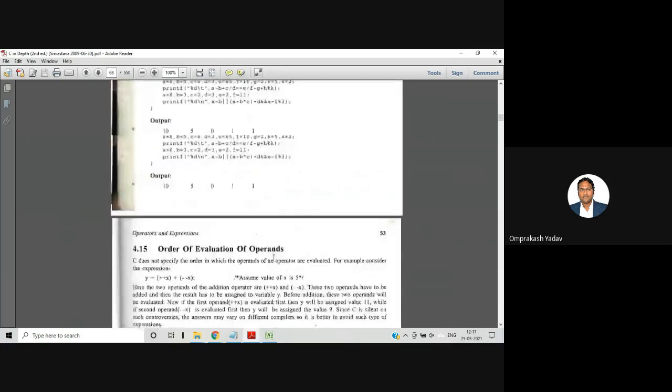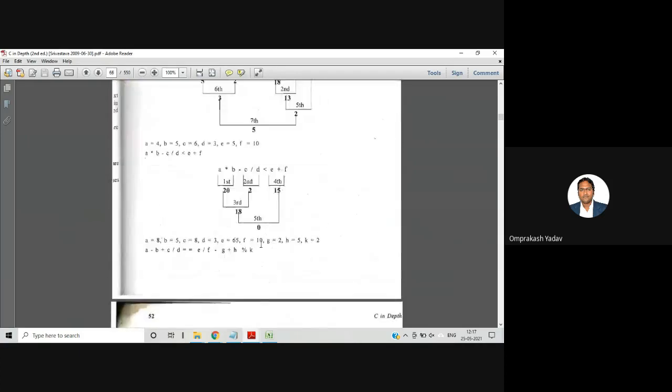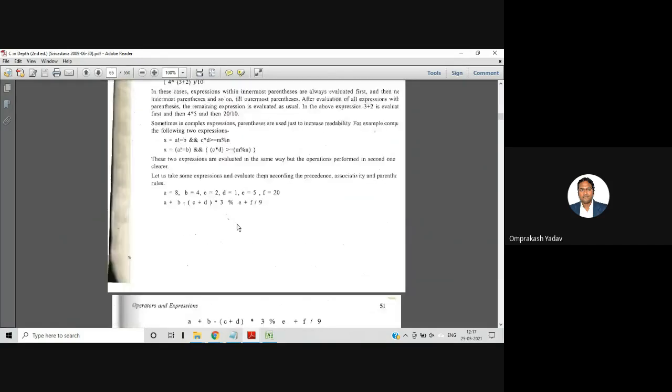So, we'll take a few examples. Let's take this example. This kind of question can be asked. We have to solve this particular expression. The values are given over here: A is equal to 8, B is equal to 4, C is equal to 2, D is equal to 1, E is equal to 5, and F is equal to 20. And the expression given to you is A plus B minus, in the bracket, C plus D.